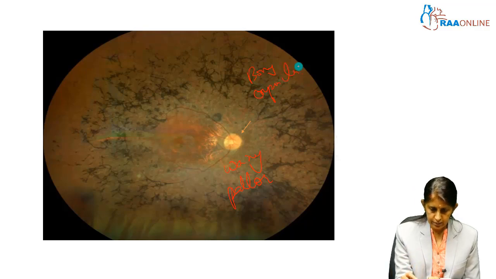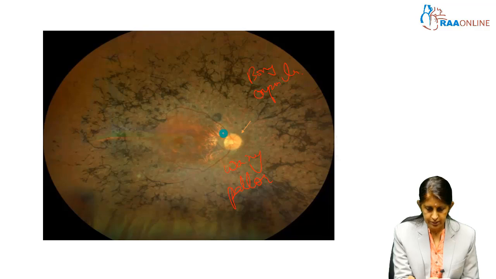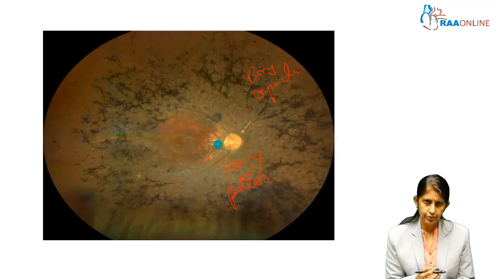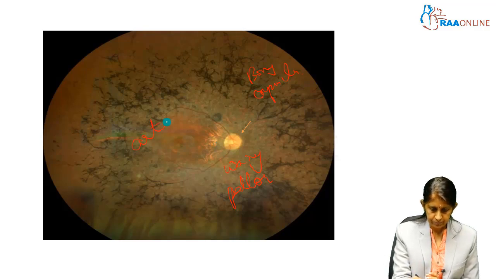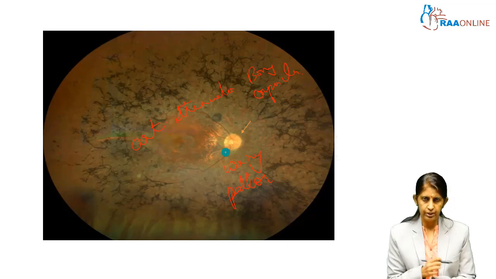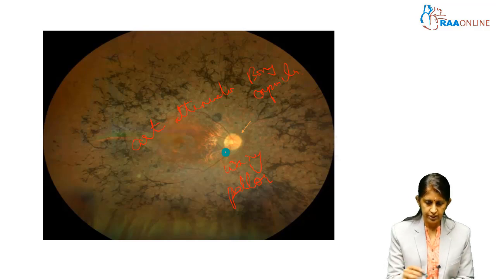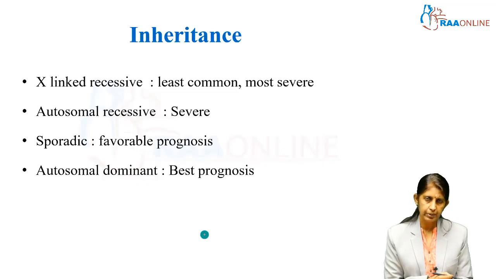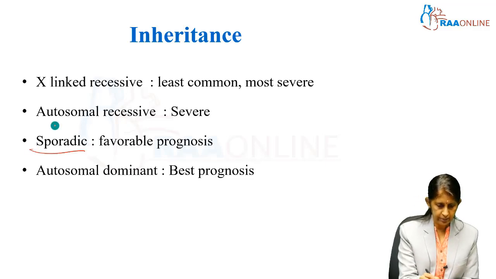And the third is the attenuation of retinal arteries. Now, in this photograph, you can hardly see the retinal arteries, which indicates that they have become thread-like. So arterial attenuation is another very important feature. What we are seeing here as vasculature is only the retinal veins, because we are not able to make out the retinal artery. So this triad, arterial attenuation, presence of bony spicules and waxy pallor, is the triad of retinitis pigmentosa.